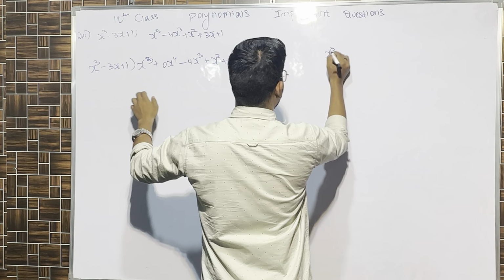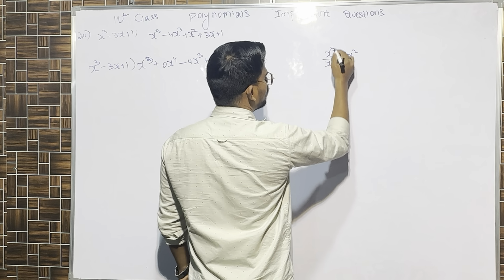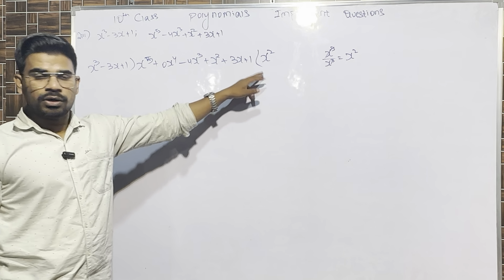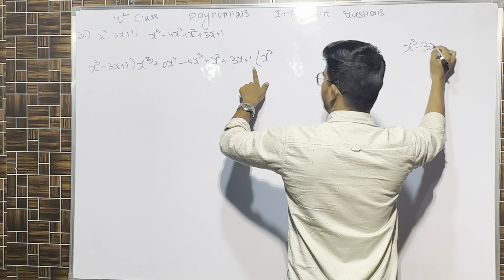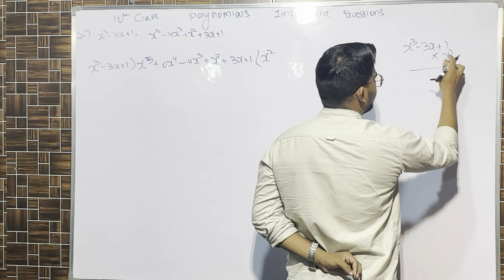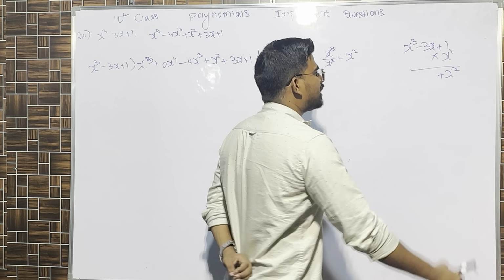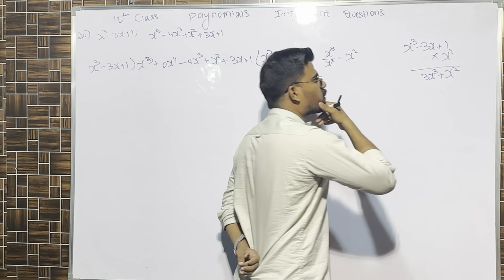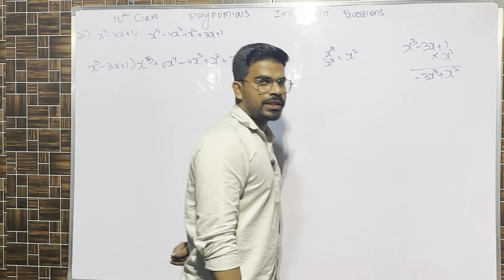First term: x power 5 divided by x cube. If I cancel, the answer will be x square. Now multiply the divisor with x square. The divisor is x cube minus 3x plus 1. So x square into 1 is x square, plus; x square into 3x is 3x cube, plus into minus is minus.